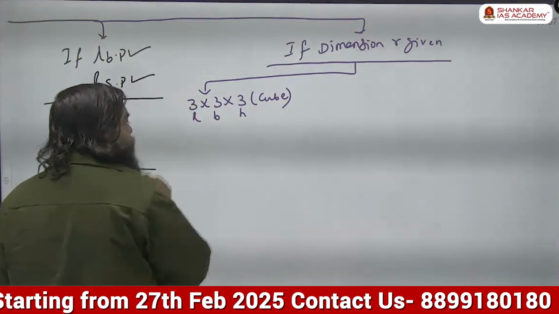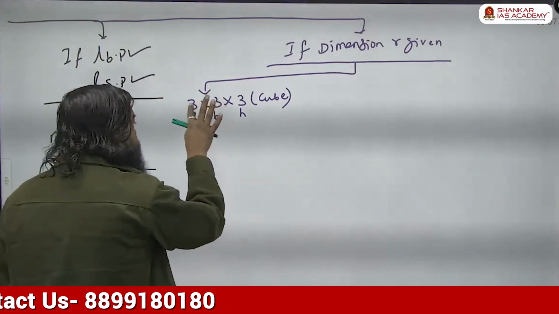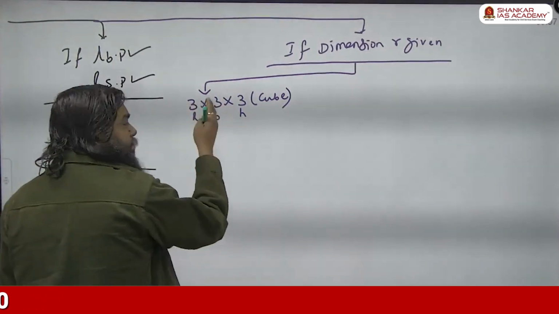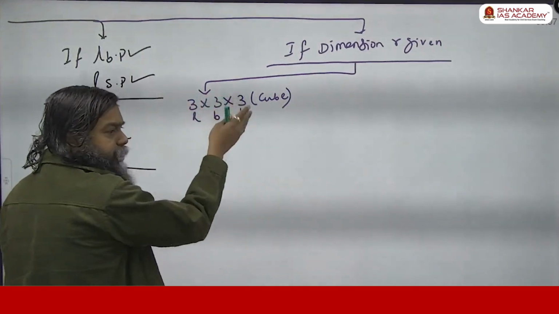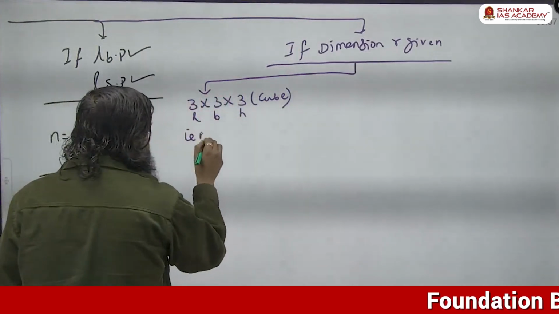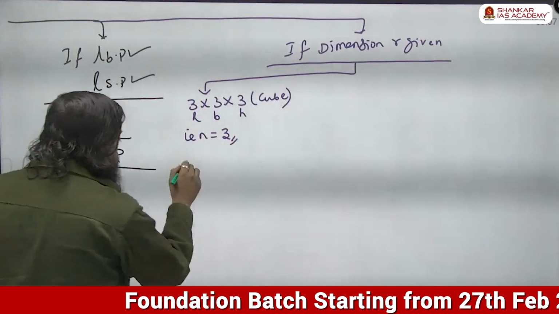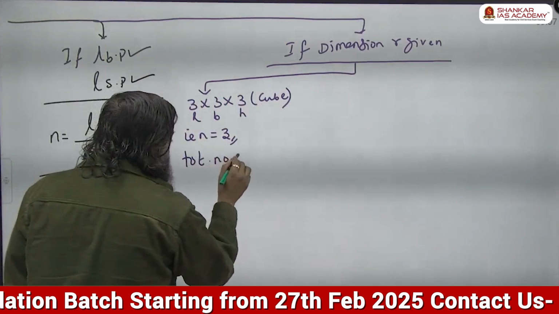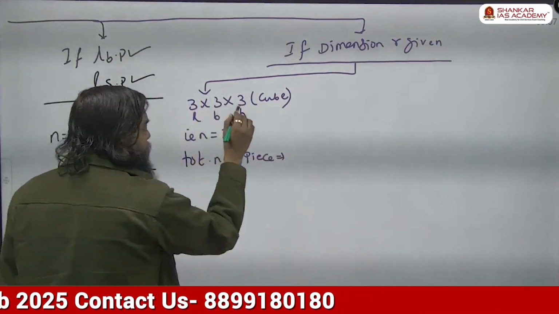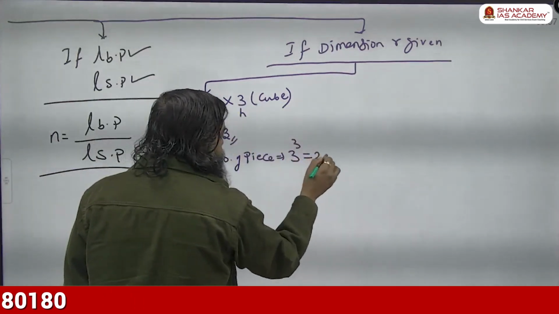Now length, how many pieces? If I multiply, this is called a piece. Adding means this is called a cut. Length, how many pieces? Breadth, how many pieces? Height, how many pieces? So how many? That means n equal to 3. Understood or not? What is the total number of smaller pieces? That means volume is asked in the question. Length into breadth into height, how much? 3 into 3 into 3. Understood or not?